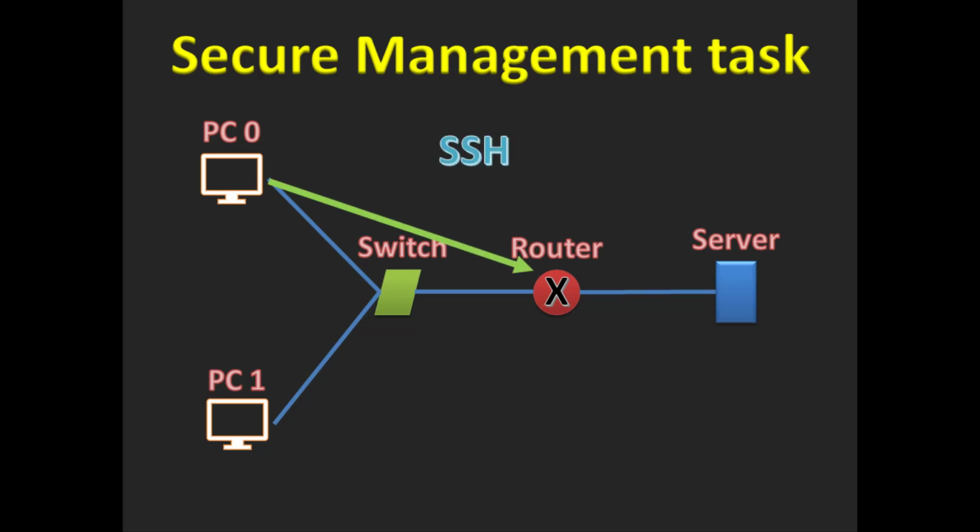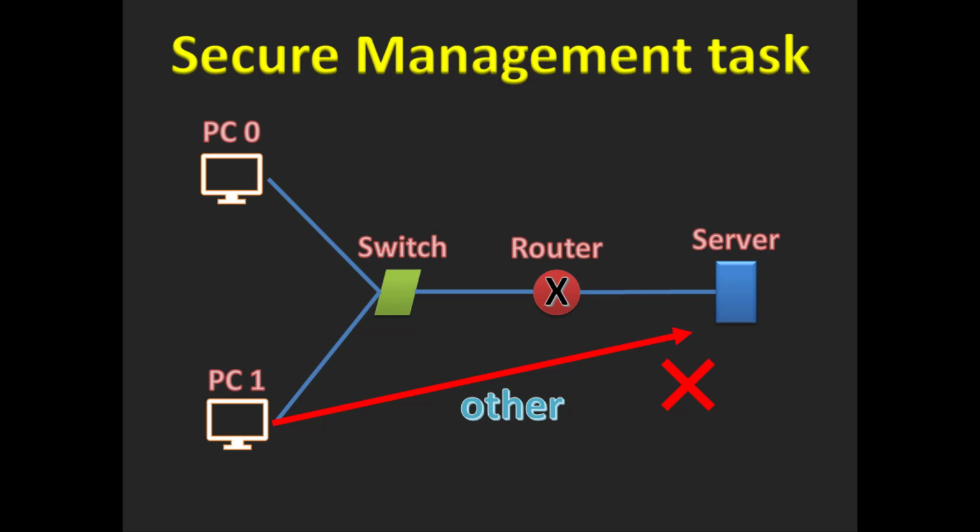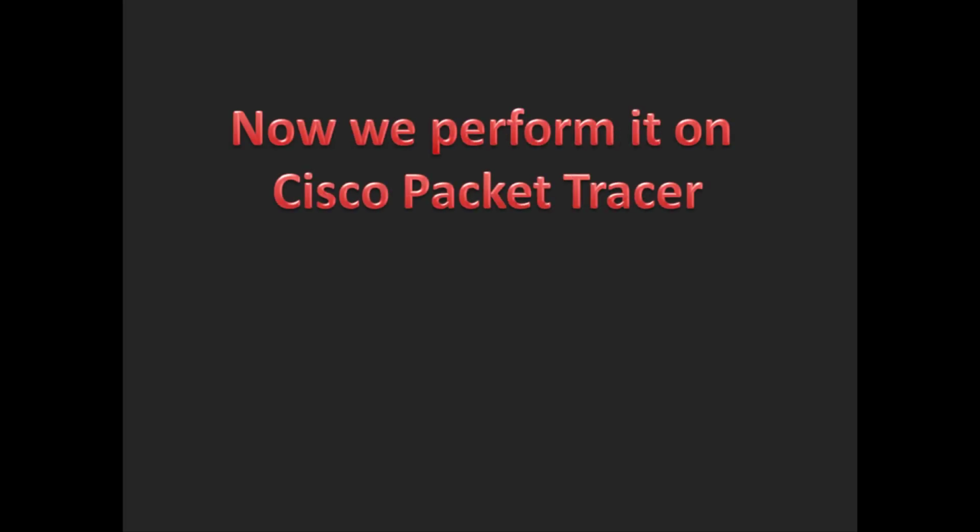Then SSH, the secure shell login, we can do from PC0 to the router, but from PC1 to the router SSH is not available. Finally, all the other services apart from FTP are blocked for PC0 as well as PC1. So these are the tasks we are going to perform using this secure management plane. We'll perform this using Cisco Packet Tracer. We can even perform it on GNS3. So let us perform this.